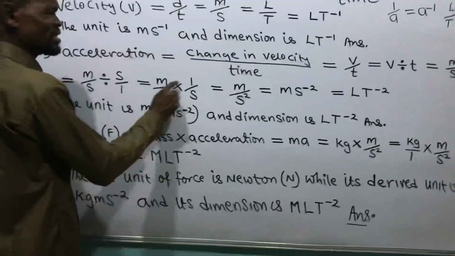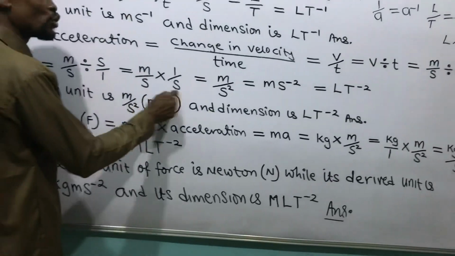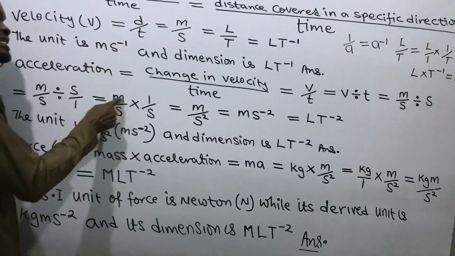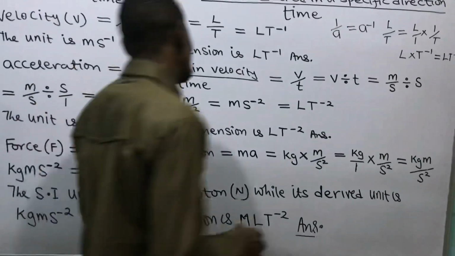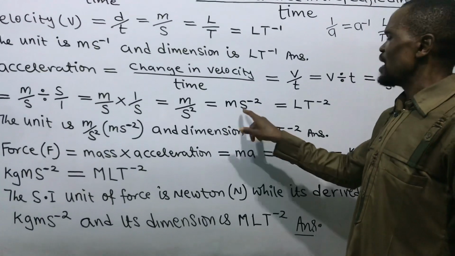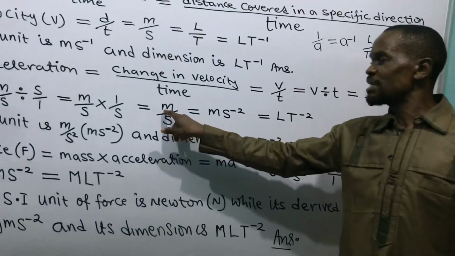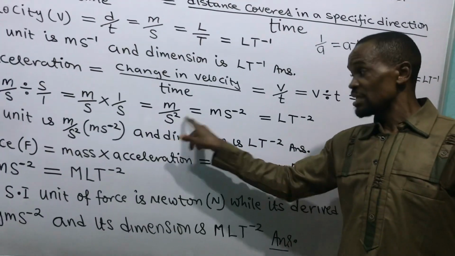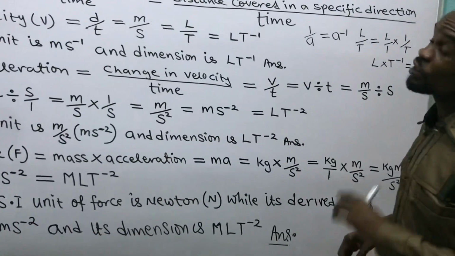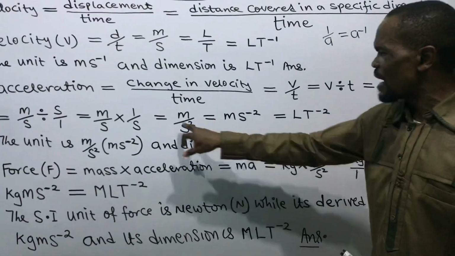Meter times 1 gives me meter, and seconds times seconds gives me seconds squared. This can be written as meter per second squared. That is the same thing as meter seconds to the power minus 2, which means meter per second squared. Somebody may ask, how did I convert it?